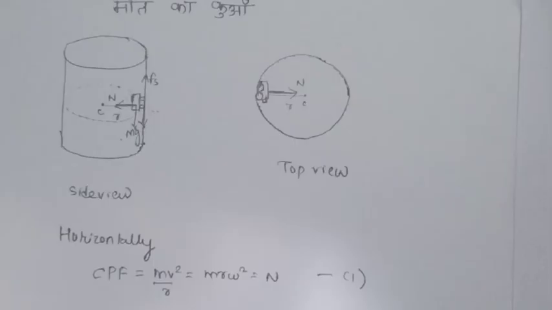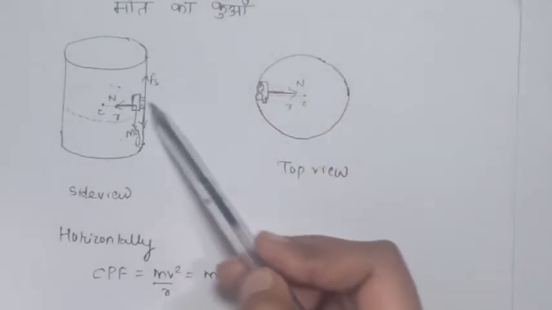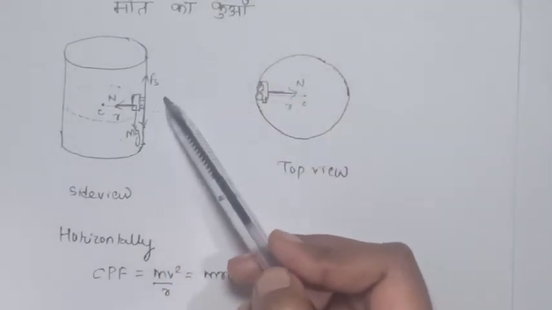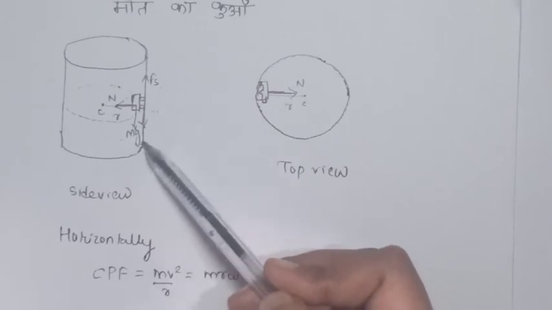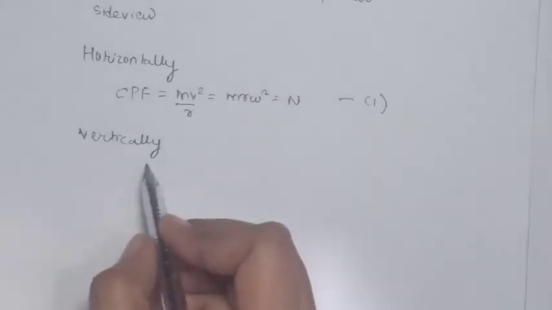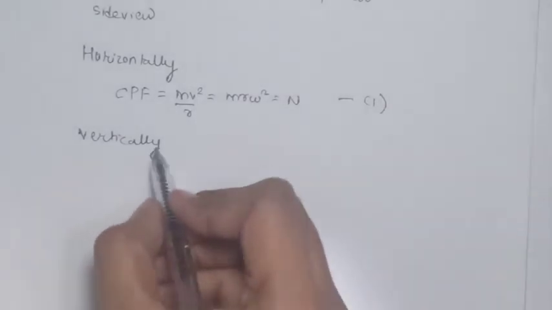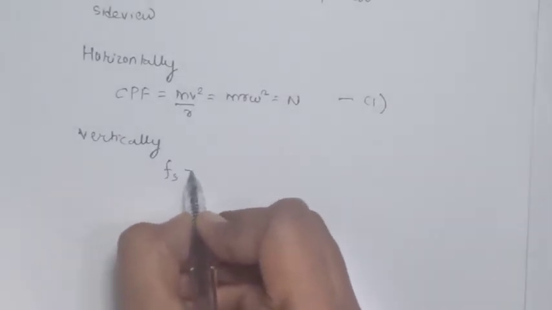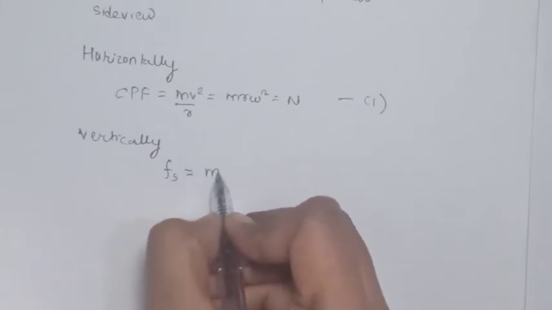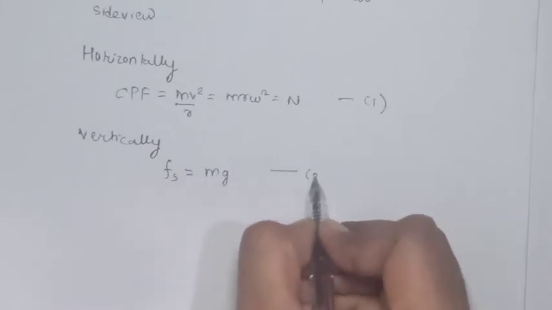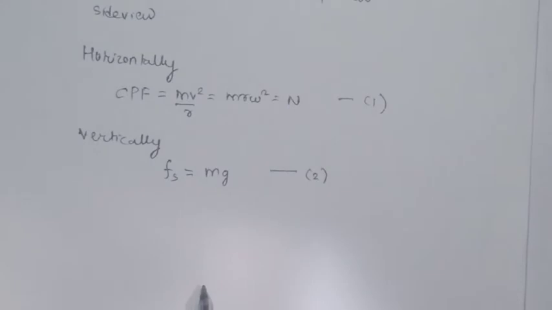Similarly, vertically the net force should be 0, so the upward friction must be equal to the downward weight. So Fs, which is the frictional force, will be equal to mg. Write it as equation number 2.